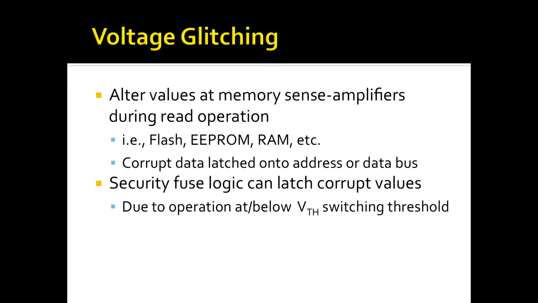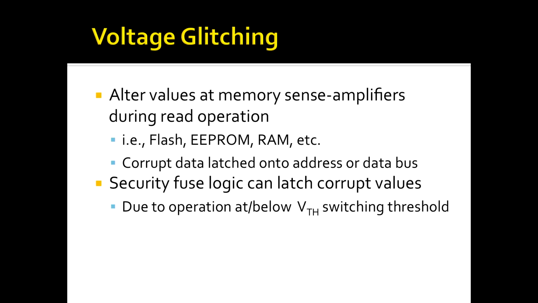So it's also altering the values at the memory sense amplifiers for flash, EEPROM, RAM, etc. And so this has the effect of corrupting data latched onto the address or data bus. So you can actually have the program swing off wildly to an invalid location because you latch a bad value onto the address bus. In most cases it'll crash the chip, but in some cases it might jump you into an area that the program was never supposed to reach.